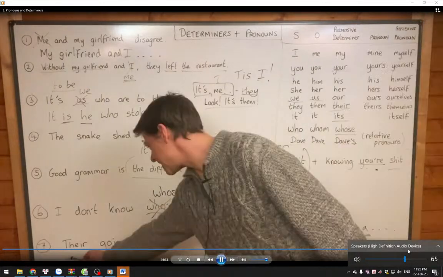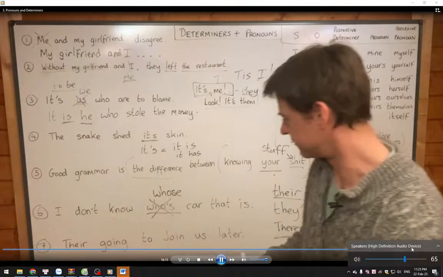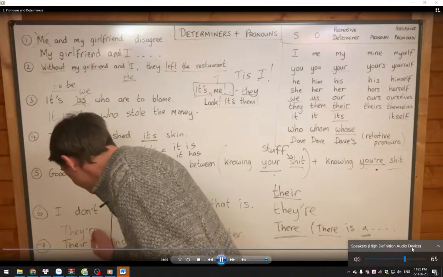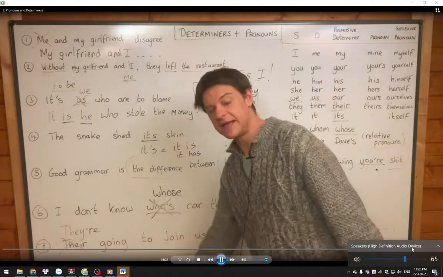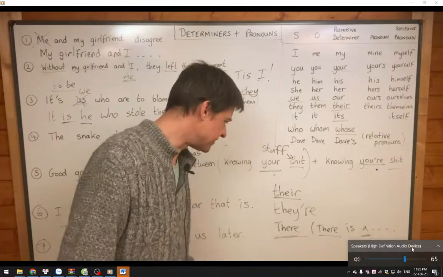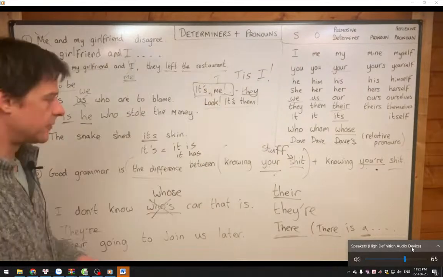So there's a mistake here. They are going to join us later, surely. And so we need to change this to they're, like that. But lots of natives mix up they're, their, which is possessive, and there, which is a dummy pronoun or an adverb.